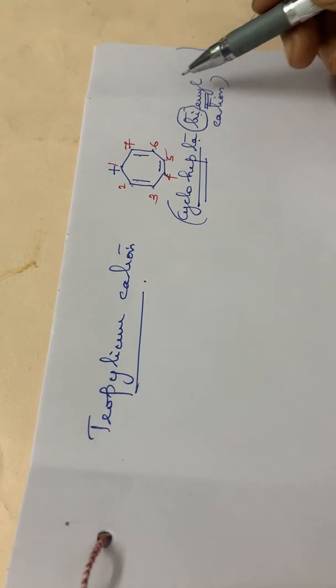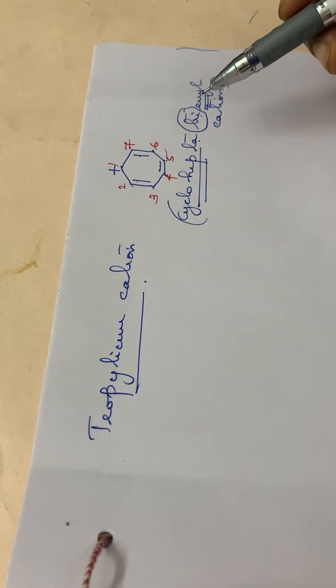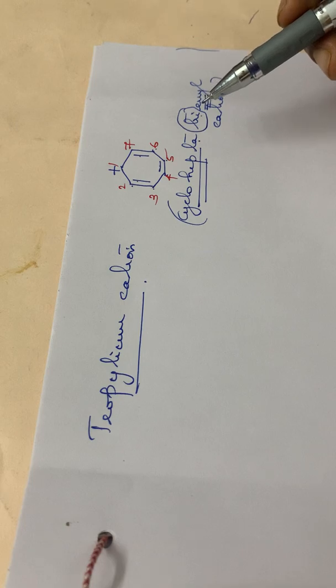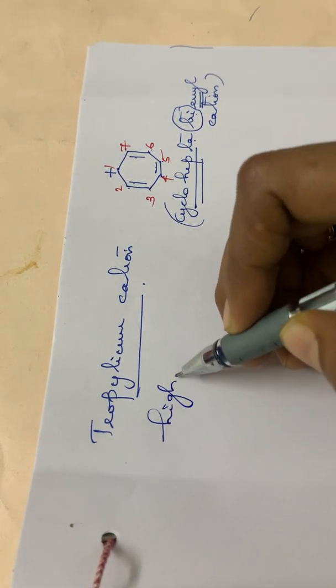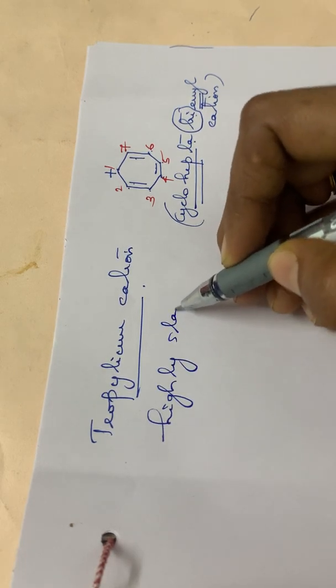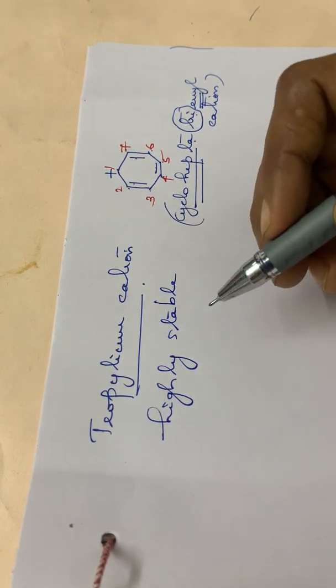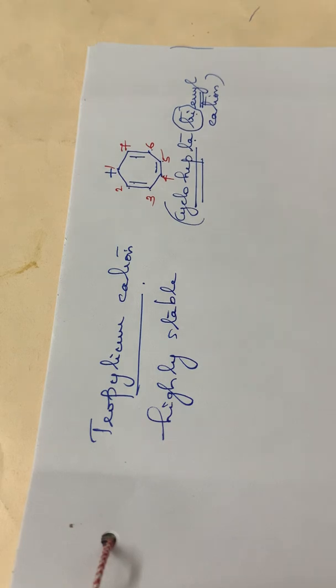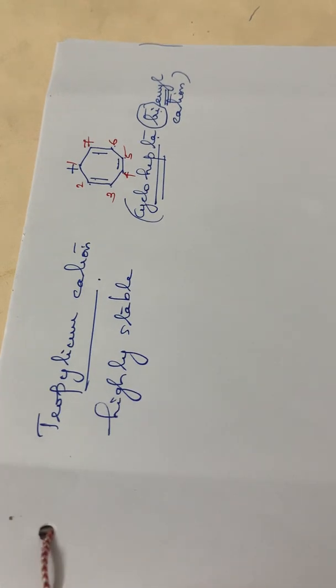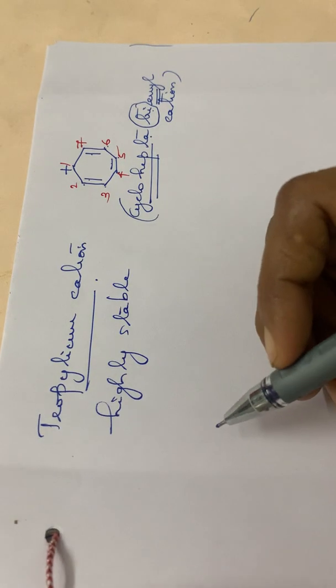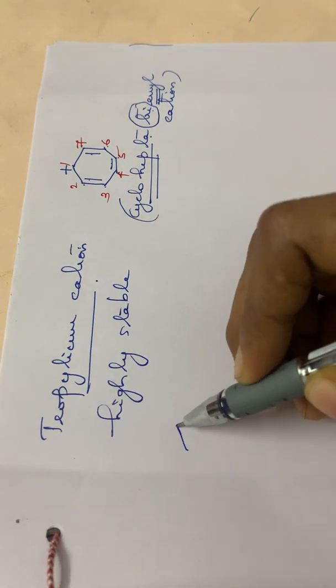Then here also you have to represent the different resonating structures of this tropylium cation. This tropylium cation is a highly stable carbocation, and you have to represent the stability of this carbocation in terms of the delocalization of the pi electrons. Okay, so I am writing the structure like this.